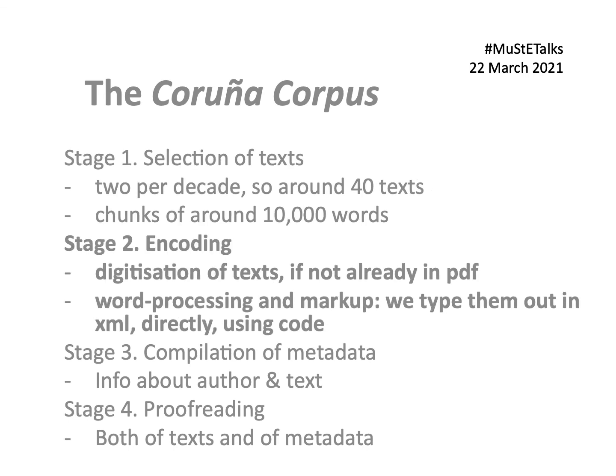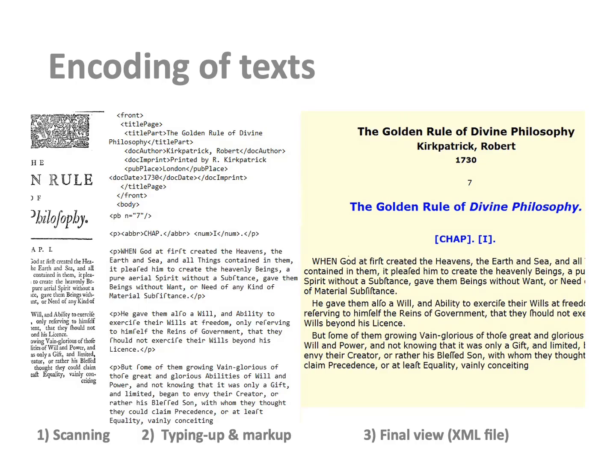The second stage is called encoding. So we first scan the texts unless they're already in PDF, which is actually common because many of them are in open access and already digitized, and you can find them on the internet. And then we basically type out the text, but we do it in XML rather than in TXT because this is the electronic format supported by our concordance program, the Coruña Corpus tool developed also at the UDC. So to type them in XML, we use XML code.